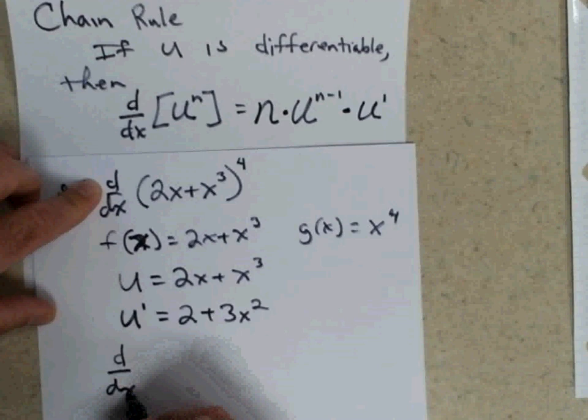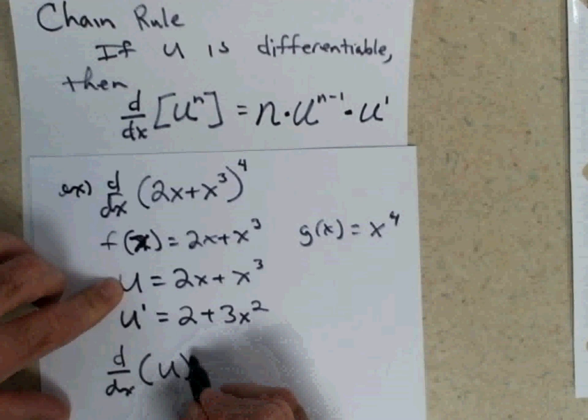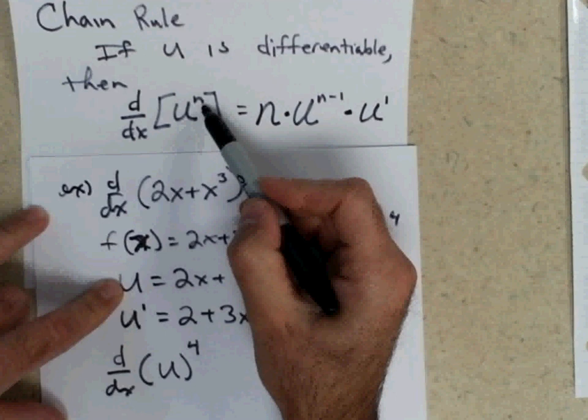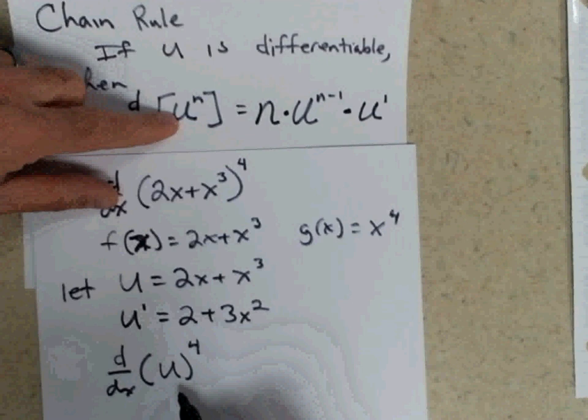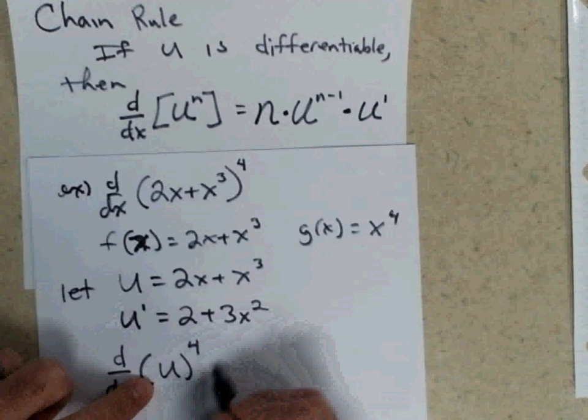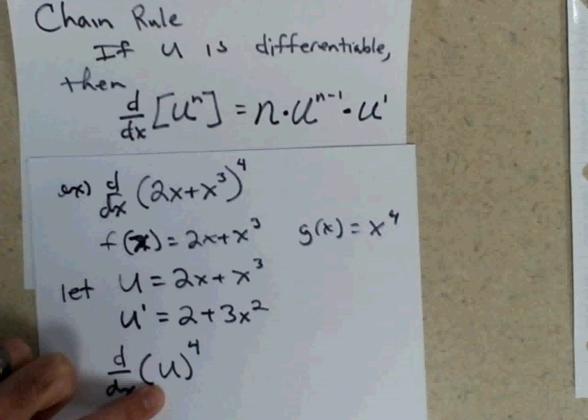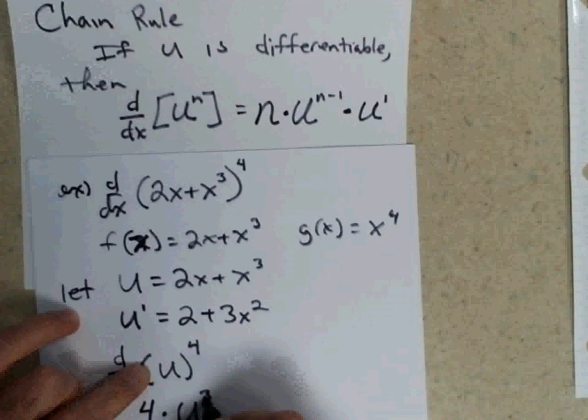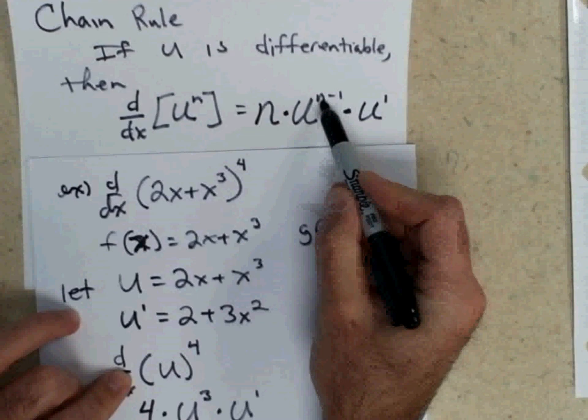Now, once you have u and u prime, you just follow this rule. So what we've done is we've replaced this thing with a u right here. So I'm going to write u to the fourth power. Once you have the substitution of u to the n, u to the 4 in this example, then you can take the derivative. So go ahead and take the derivative of u. You should get 4 times u to the third times u prime, right? Because it says here you bring the exponent down, then you write u to the n minus 1, then u prime. And then all you do is substitute the information back in from above.